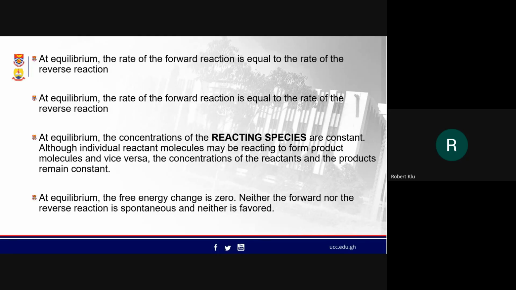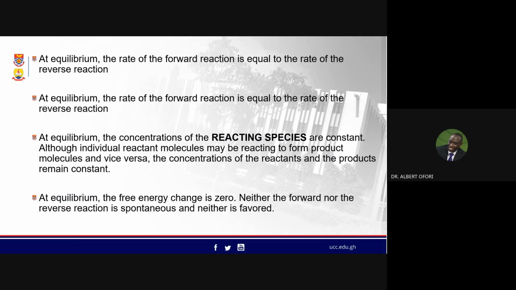The rate of forward reaction. So at equilibrium, the rate of the forward reaction is the same as the rate of the reverse reaction. The rate at which the reactant concentration decreases with time is the same as the rate at which the product increases with respect to time. That's what I mean by the forward reaction being the same as the reverse reaction.